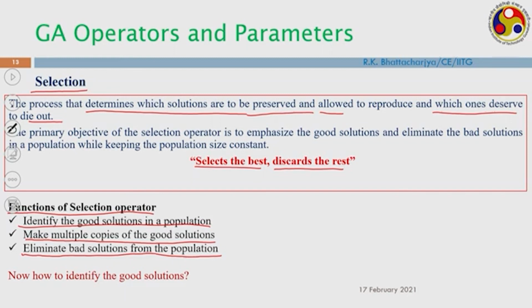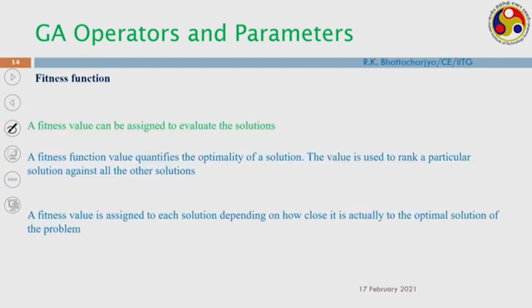Now, how to identify the good solution? We can identify the good solution using a fitness function. What is a fitness function? A fitness value can be assigned to evaluate the solution. For each solution I can assign a fitness value, and by looking at that value you can tell whether the solution is a better solution, an inferior solution, the best solution, or something like that.